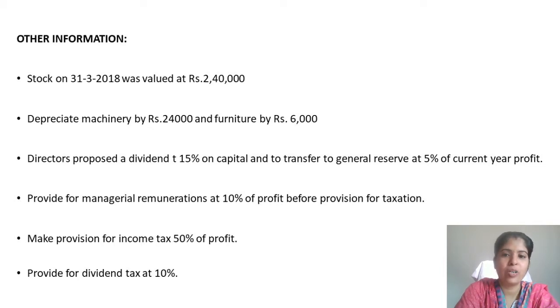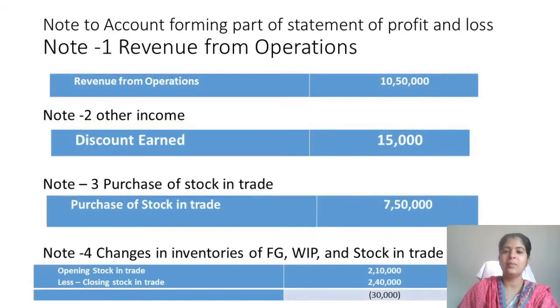If your profit is 1 lakh, then 50% of 1 lakh is 50,000. Provide for dividend tax at 10%. So this is considered regarding the values. Now, notes to account forming part of the statement of profit and loss.